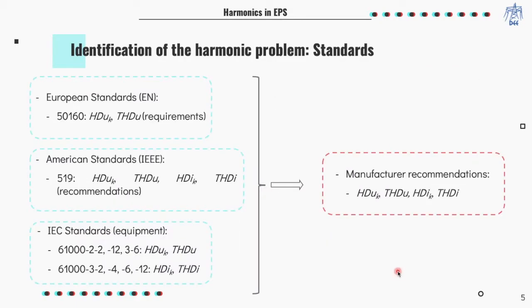Different standards exist. The European standards present the requirements for the individual and the total harmonic distortion of the grid voltage. We also have the American standards, which provide recommendations about the voltage and current distortions. Finally, we have the International Electrotechnical Commission standards, which provide limits for voltage and current distortions related to equipment.